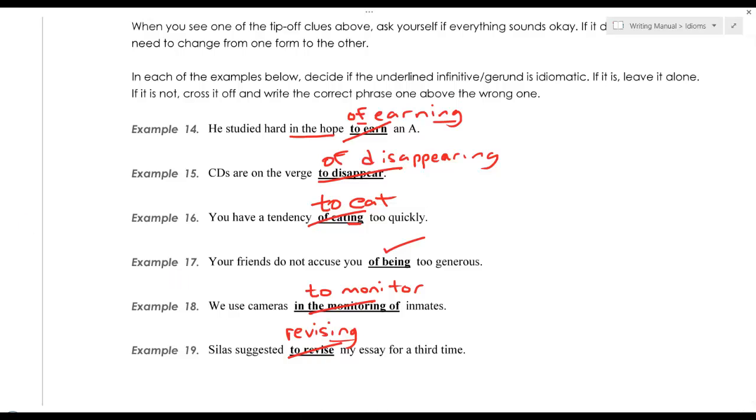That is all for idioms. Make sure you review these idioms over and over and over again. Try to memorize as many of them as possible. Open up a book and start reading as much as possible. That will also help you with idioms.